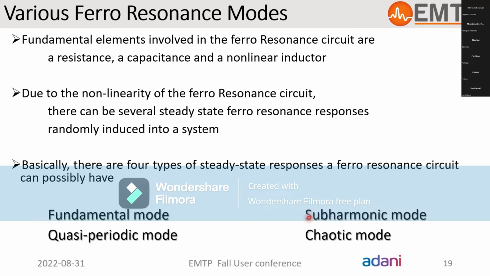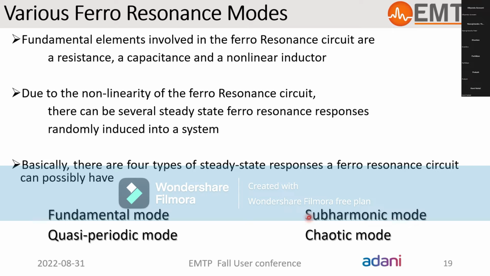Now, based on this phenomenon, as we discussed, the fundamental elements involved in a ferroresonance circuit are a resistance, a capacitance, and a nonlinear inductor. The development of the resonance circuit in the power system is mainly due to its reconfiguration during a fault or during some switching. This change is caused by switching events. Immediately after the switching event, the initial transient overvoltage will occur first, and this is followed by the next phase of the transient, where the system may arrive at another steady state condition.